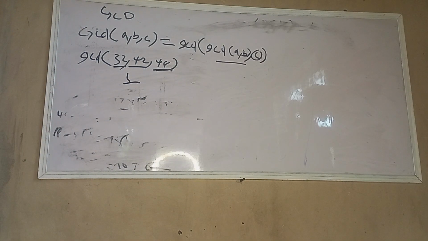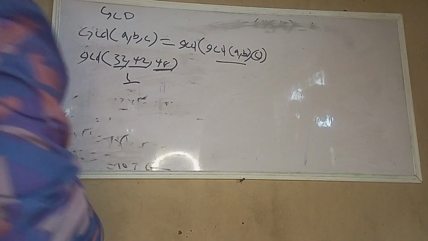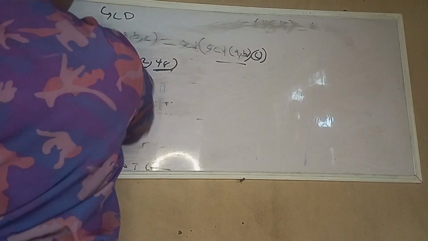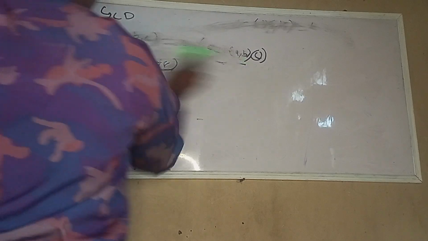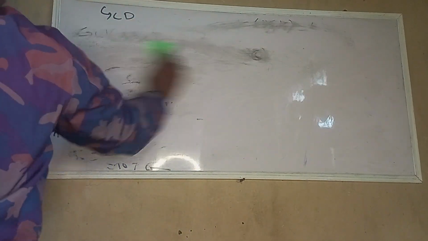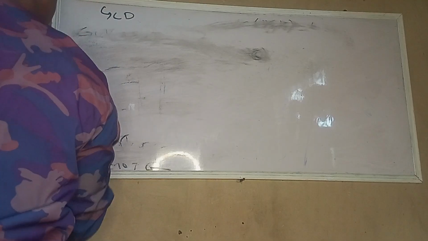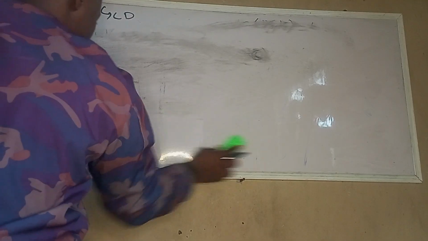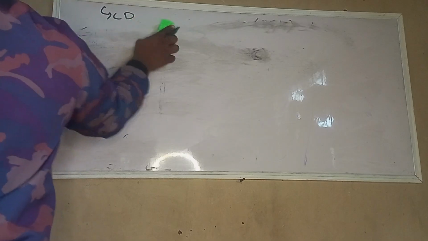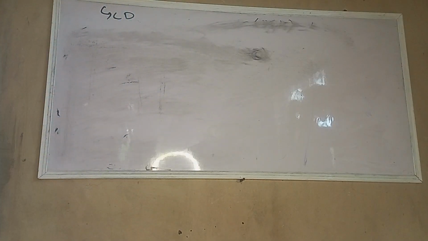So let me do a complex example. You say GCDs are simple, so let us do a complex example. Let us find the greatest common divisor.